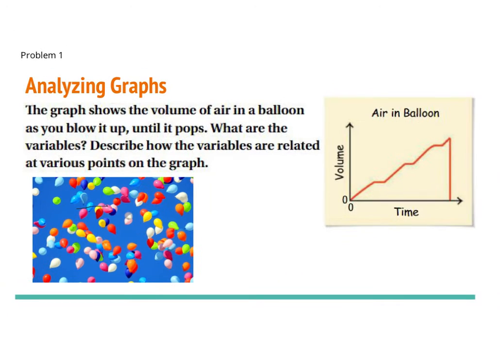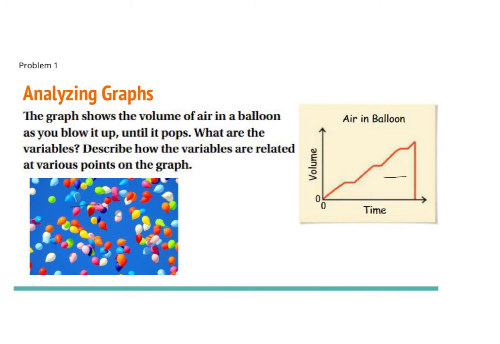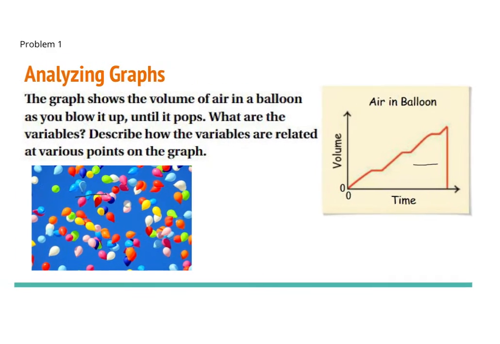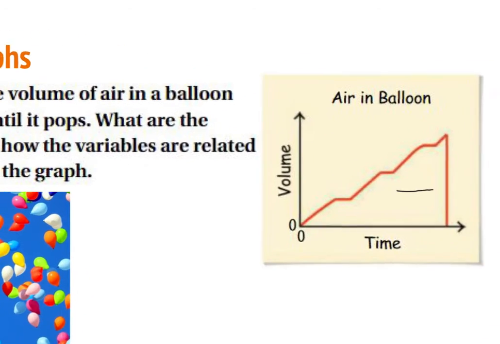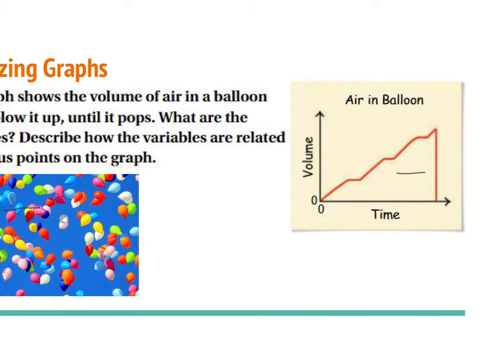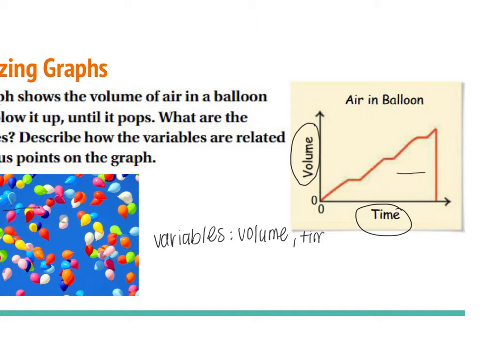So let's start with the problem. The graph shows the volume of air in a balloon as you blow it up until it pops. What are the variables? Describe how the variables are related at various points on the graph. Well, if we look at this graph, our two variables will always be the x and the y-axis. So the air in the balloon, here's one variable, which is the volume, and here's the other variable, which is the time. So the variables are volume and time.